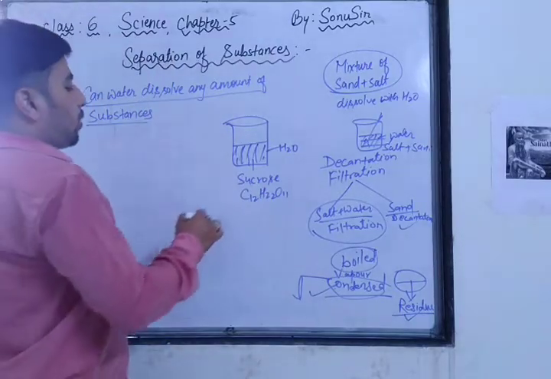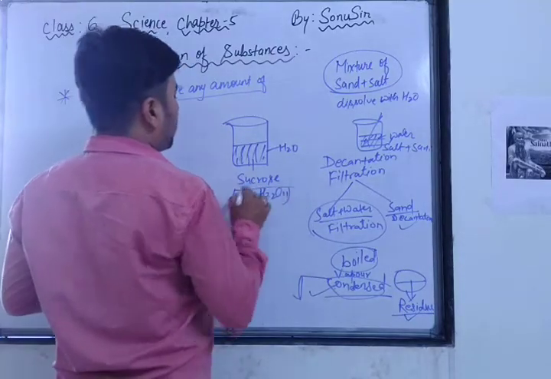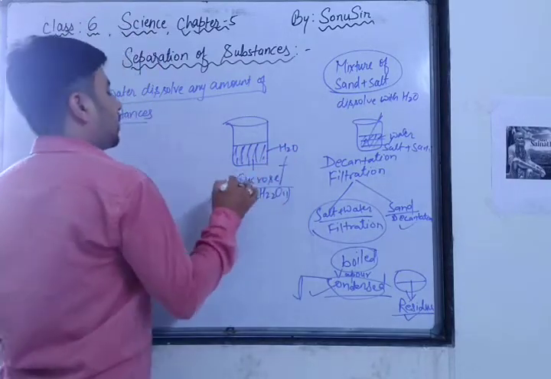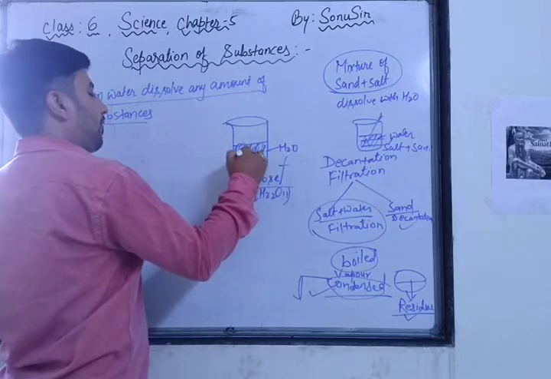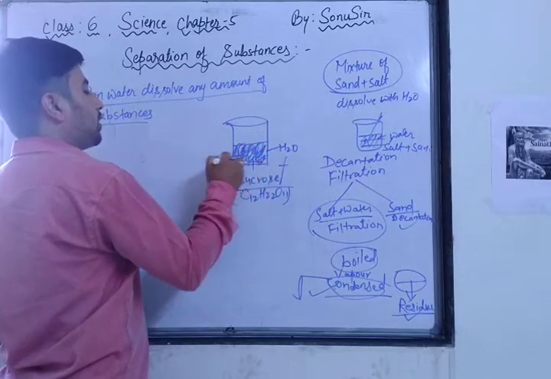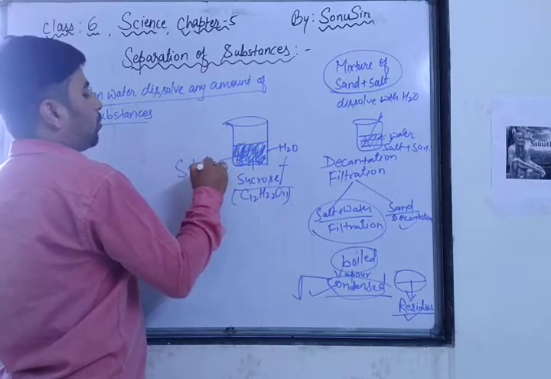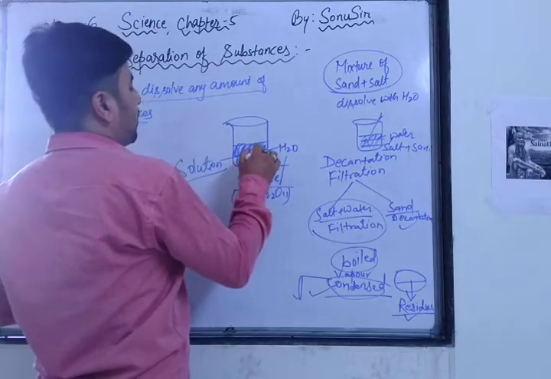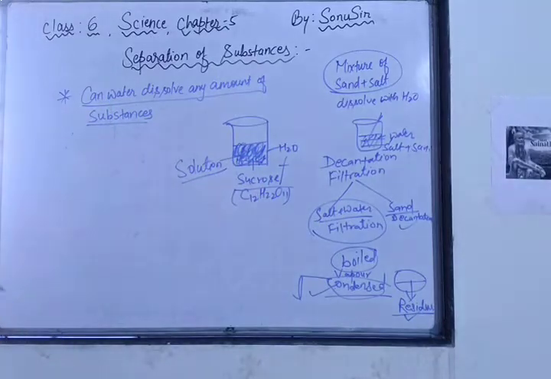This is the chemical formula of sucrose, C12H22O11. When this sucrose and water are mixed, it has dissolved very well. Now it is 100% solution. Solution means homogeneous mixture. All the sugar crystals have disappeared. They are not visible. All the crystals are mixed in the water.